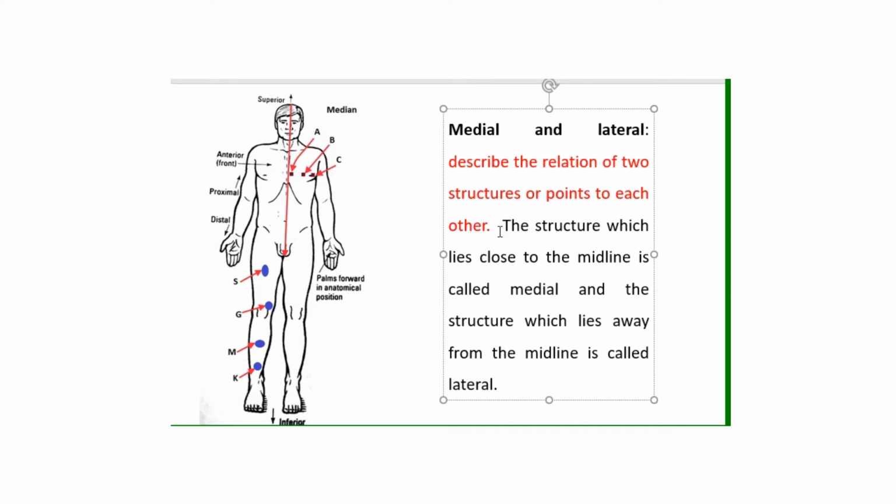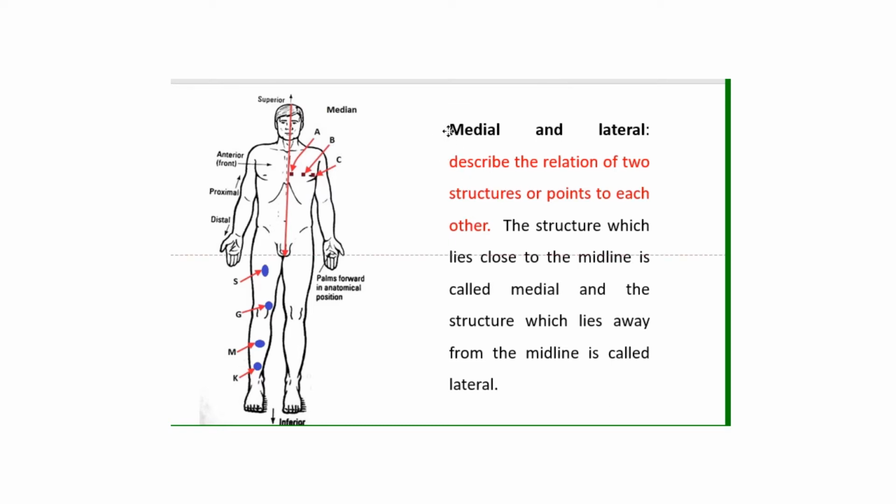The structure which is nearer to the median plane, this is the median plane, is called the medial, to the structure which is away from the median plane. So A is medial to B, A is medial to C, but B is lateral to A and medial to C.